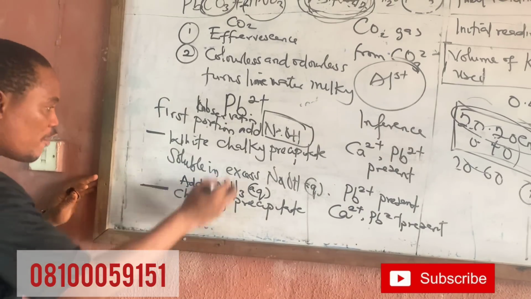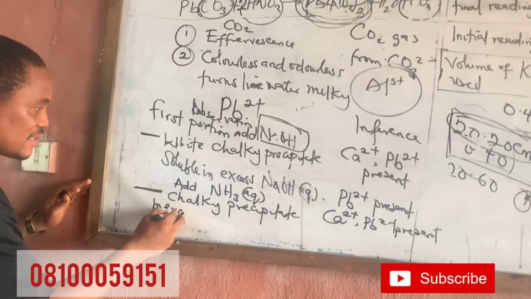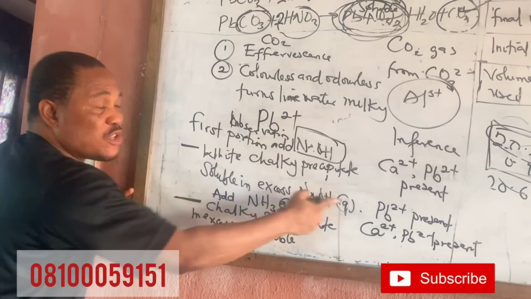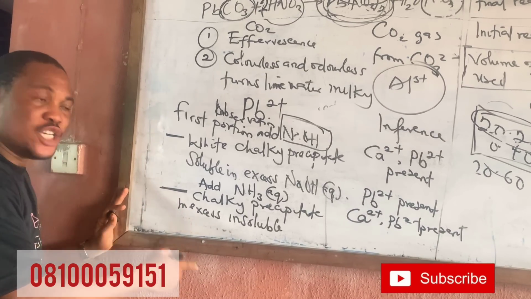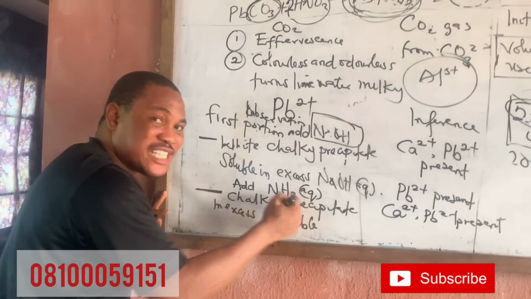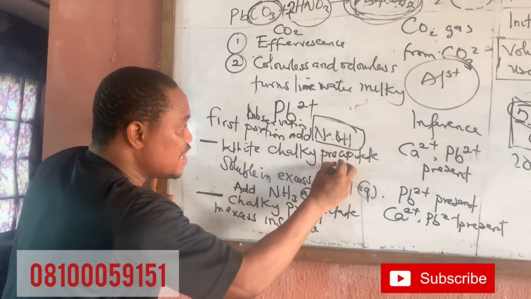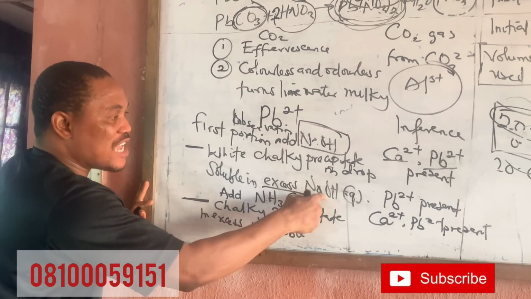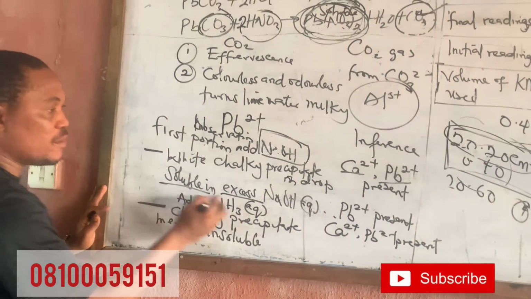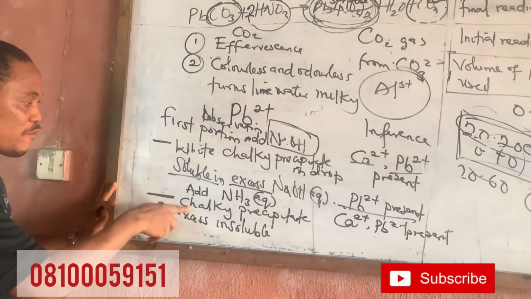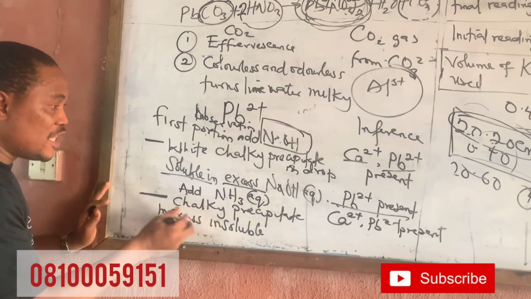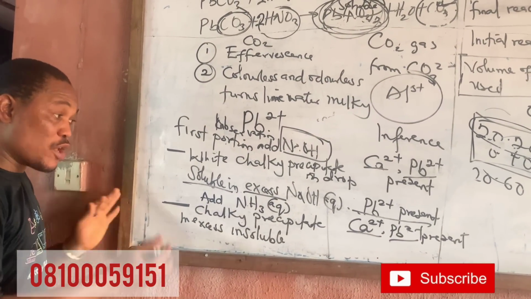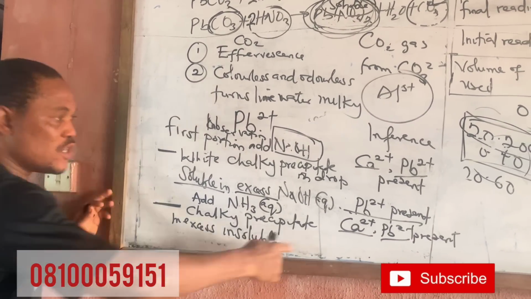But if you add this one again in excess, it will still be insoluble. Don't forget, if you add sodium hydroxide in excess, it will be soluble. But in ammonia, it will form a white chalky precipitate in drops. These two will be present. But if you have the sodium hydroxide in excess, it will be soluble. Then only lead 2 ion is there. But for ammonia, if you add ammonia, you have a chalky precipitate. This and this are present. But aluminium is not chalky anyway, it's gelatinous.